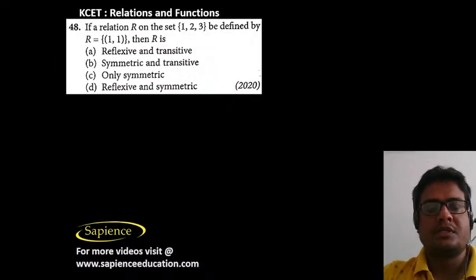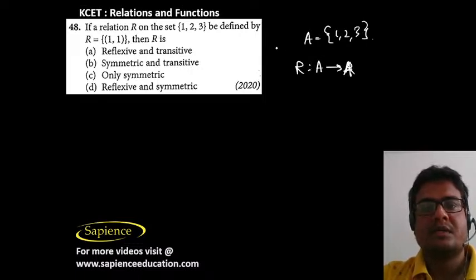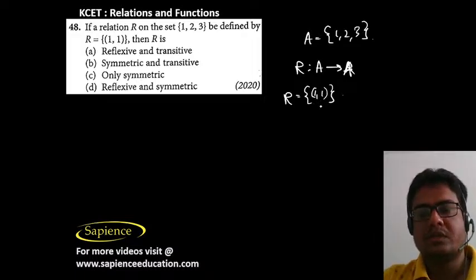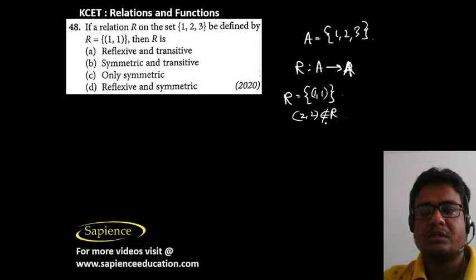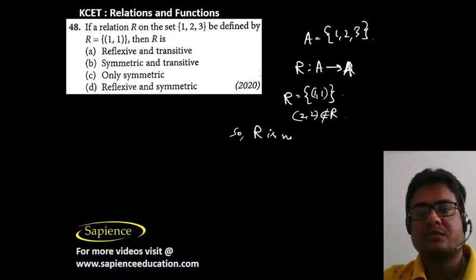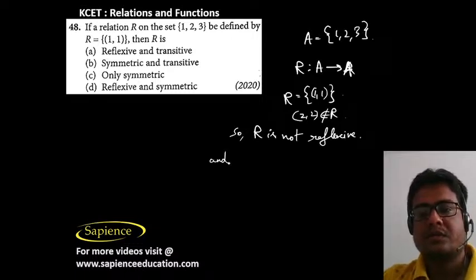Then if a relation R on the set, let's call it set A, which is {1, 2, 3}. So R maps A to A. R is a relation from A to A, defined by R = {(1, 1)}. Only one ordered pair is there. Here (1, 1) is there, but (2, 2) and (3, 3) do not belong to the relation R. So I can say that R is not reflexive.